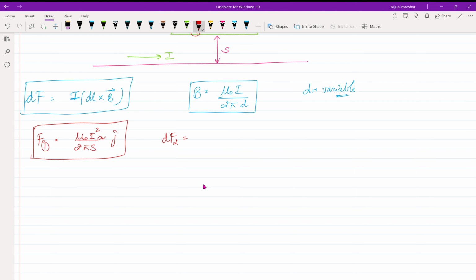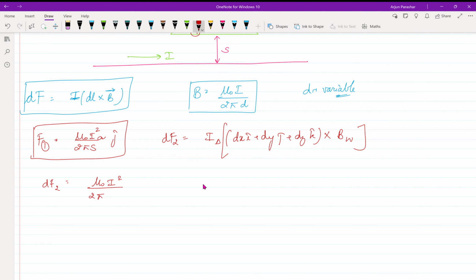So we'll use the formula. I of the triangle obviously, and the length dl can be written as dx i cap, dy j cap, dz k cap, and cross B, and obviously B for the infinite wire. All right. So we'll again put things in the formula. dF2 is equal to μ₀, we'll be putting the value of B, μ₀I square upon 2π.